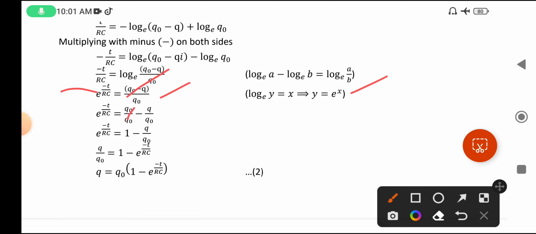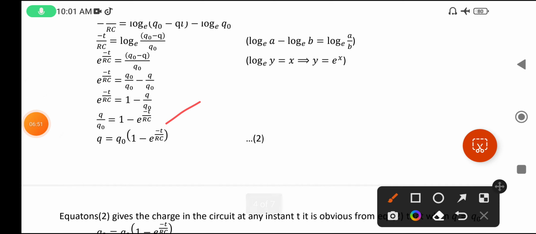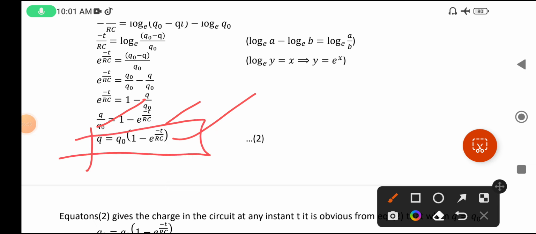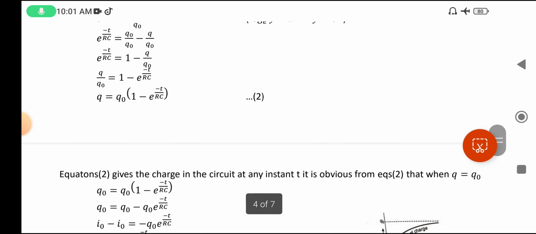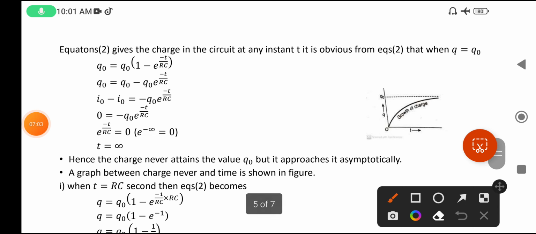Okay, and here separate them. It will become 1. Now bring this to this side and this to this side. Then it is the equation, and bring Q naught to this side. So this gives the equation of growth of charge. So the charge grows, how? Exponentially. Okay, let that be equation 2.